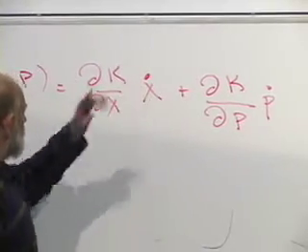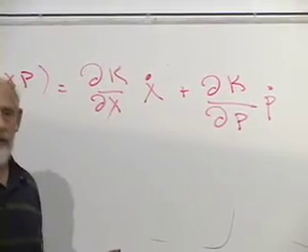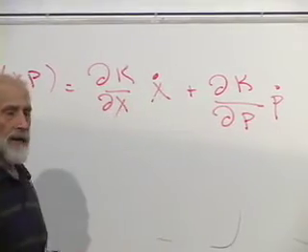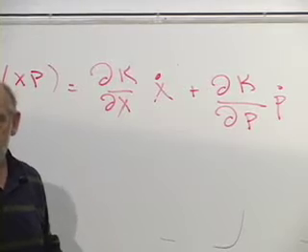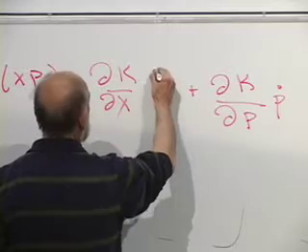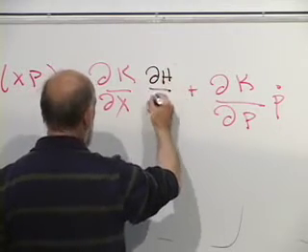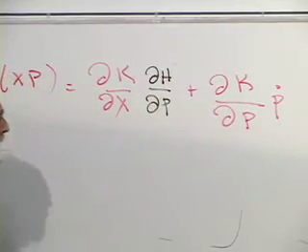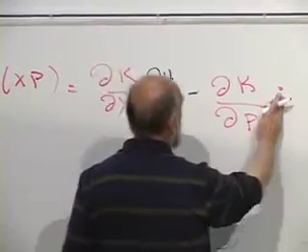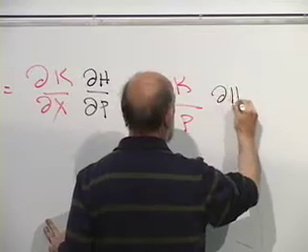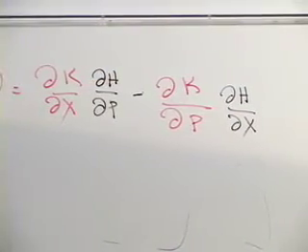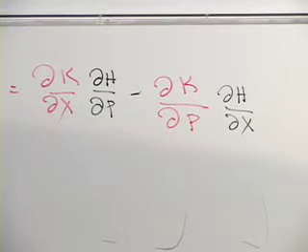All right, this is true. Now, do you remember Hamilton's equations? Hamilton's equations say that x dot is dH/dp. So this is dH/dp. And that's correct, really is dH/dp, not minus dH/dp. P dot is minus dH/dx. This is correct. Now, what is this? This is the Poisson bracket of k with H.